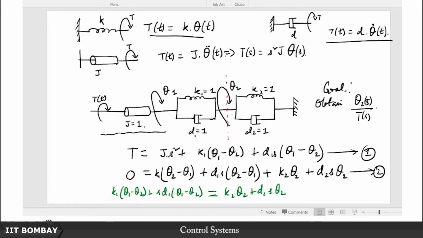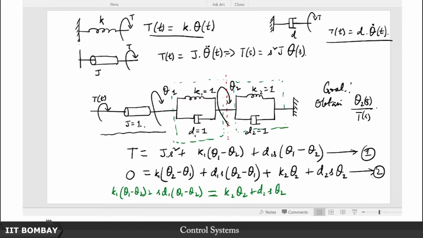If you split this up along this red dotted line that I have shown here, then on the left hand side, what is the net effect? The left hand side has the torque exerted by this assembly, and on the right hand side that is balanced by this assembly. There is no inertia block here.